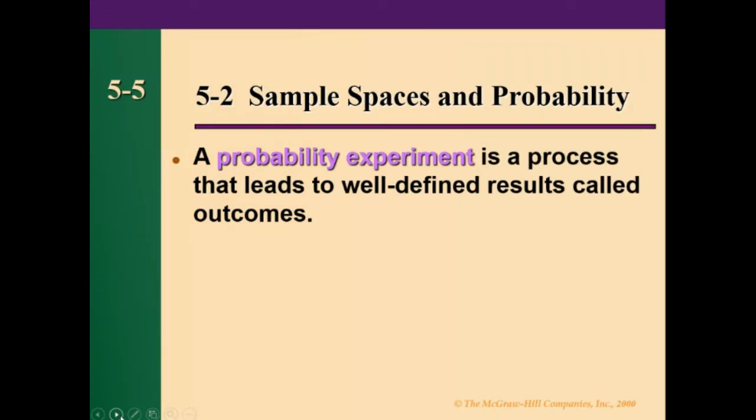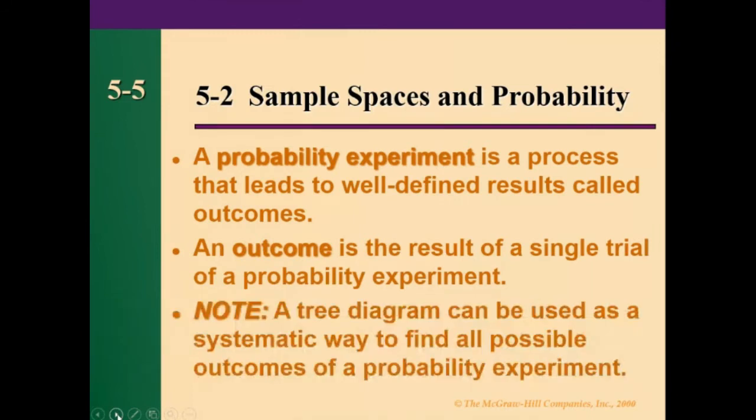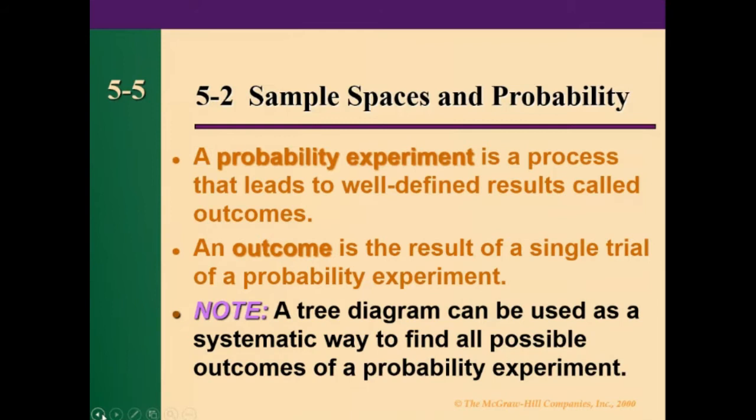A probability experiment is a process that leads to well-defined results called outcomes. An outcome is the result of a single trial of a probability experiment. So take note, a tree diagram can be used as a systematic way to find all possible outcomes of a probability experiment.